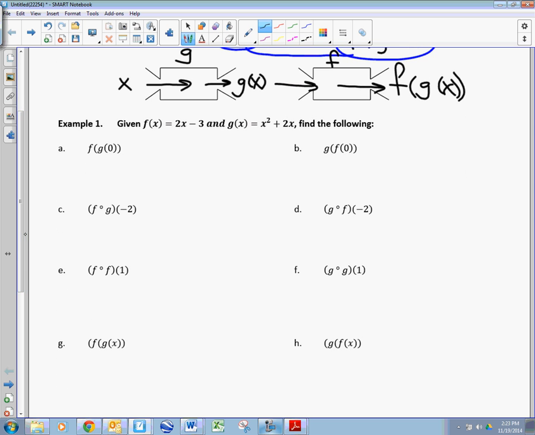So it says, given f of x is 2x minus 3, g of x is x squared plus 2x, find the following. F of g of 0. So what I do first is I find g of 0. So this is equal to f of, I take 0 and I plug it in for g. F of 0 squared plus 2 times 0. What is that? 0. So then you take 0 and plug it in for f, which is 2 times 0 minus 3.